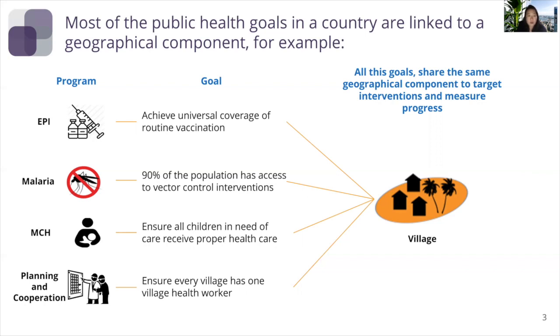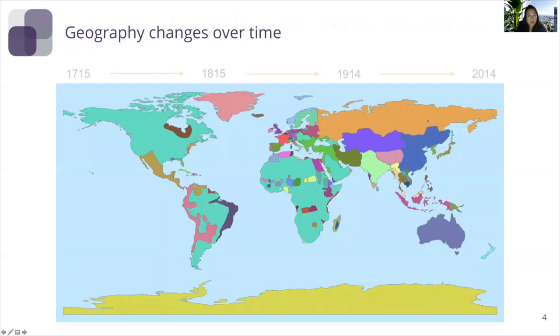All of these goals have something common between them, coverage. And in order to understand if we've achieved coverage, we need to understand the geographic component. Where do we need coverage and how do we measure progress against it? However, it's easier said than done.